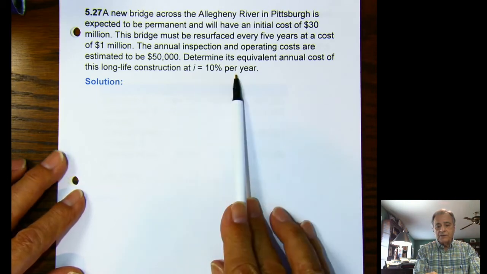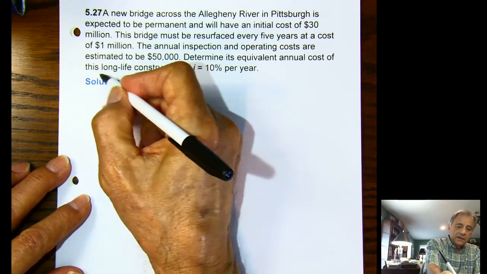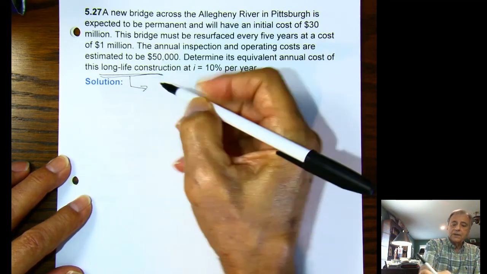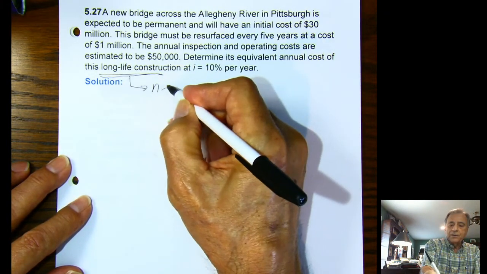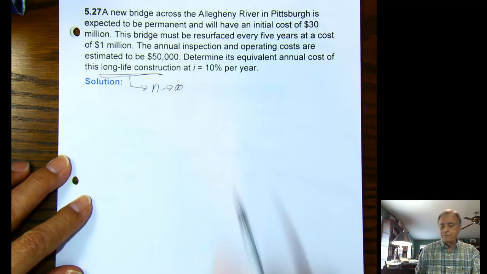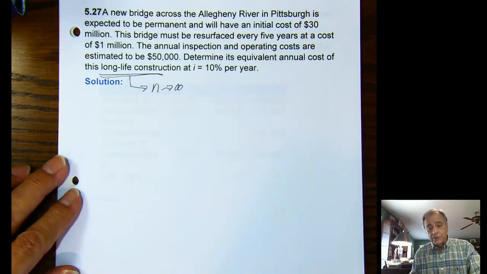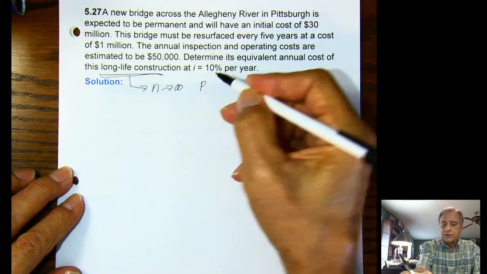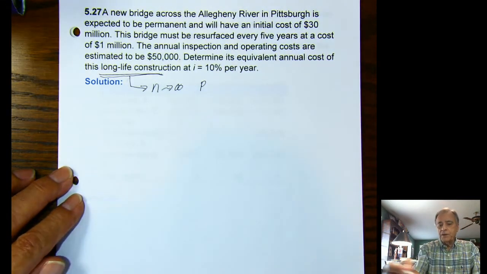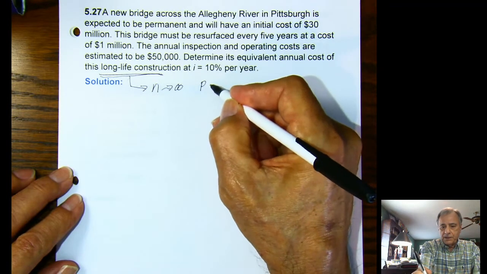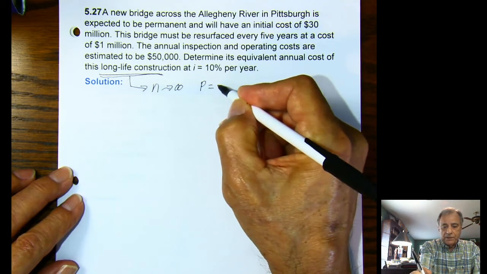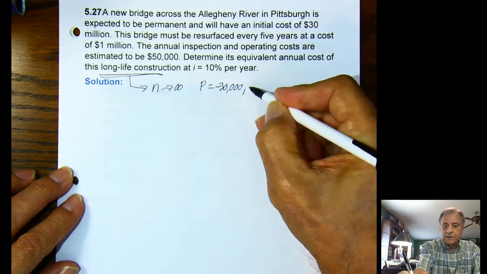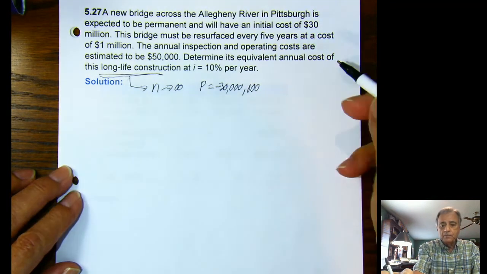So we have an interest rate. This is a key term here, long life, because he's asking you, let n approach infinity, okay? Or he's telling you to do that. So we have a present cost which is going to be spread over an infinite number of years, of $30 million. So P is equal to 30 million.